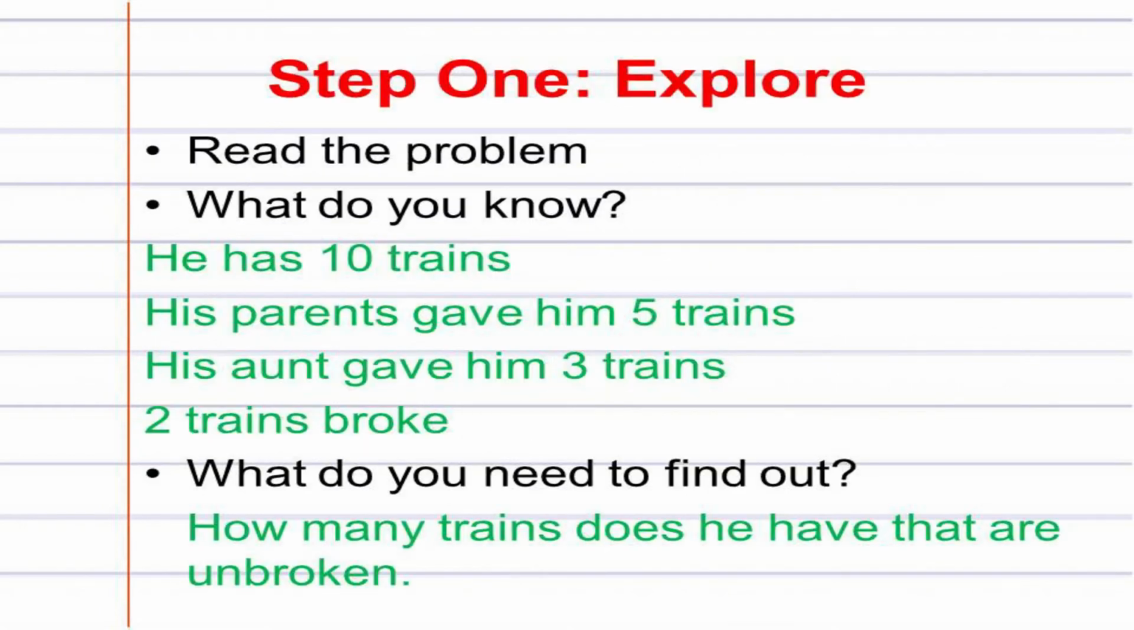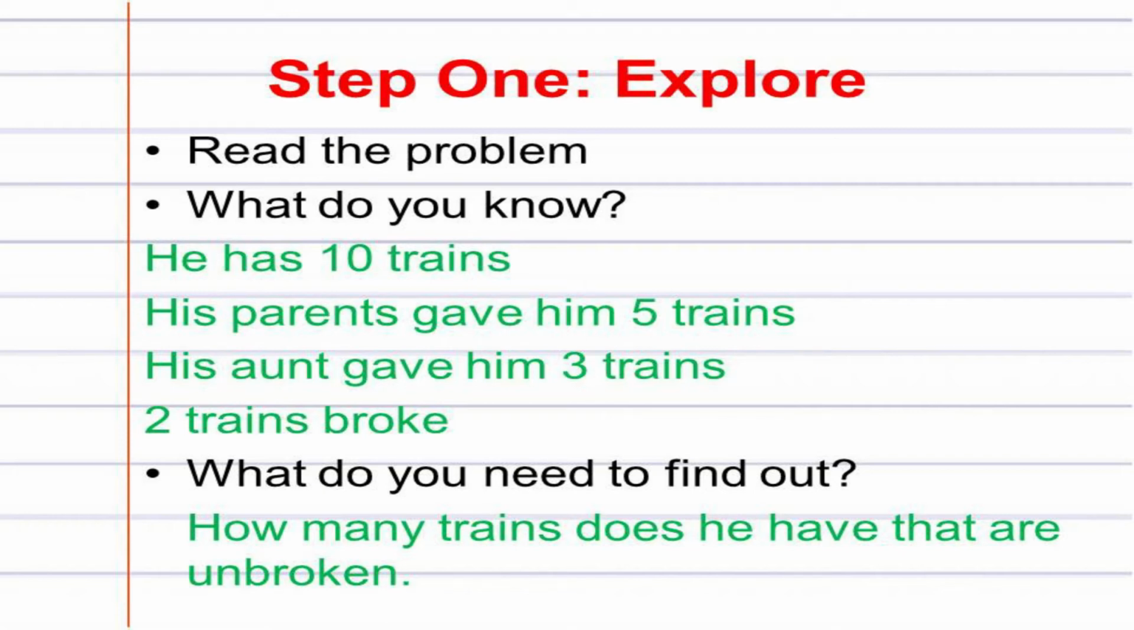Step 1. Read the problem. So what do you know about the problem? In this step-by-step process, the first one is he has 10 trains. His parents gave him 5 trains. His aunt gave him 3 trains. The last one, 2 trains broke. So if we try to look at the problem, we now have the givens: 10 trains, 5 trains, 3 trains, and the 2 trains that are broken.